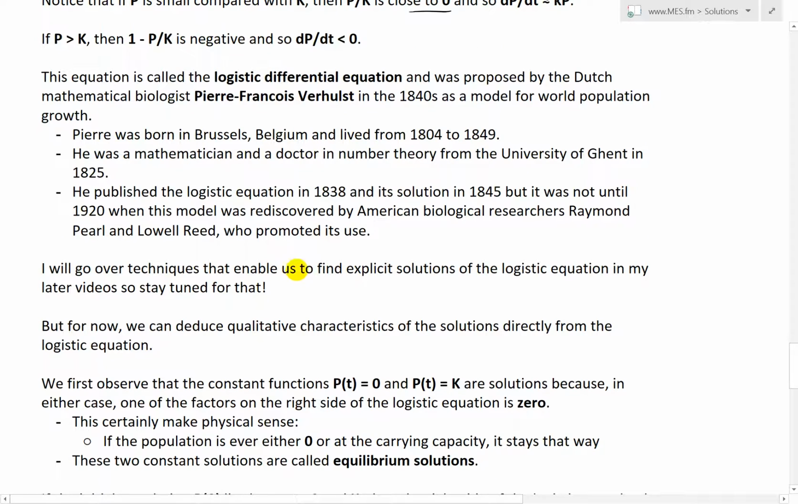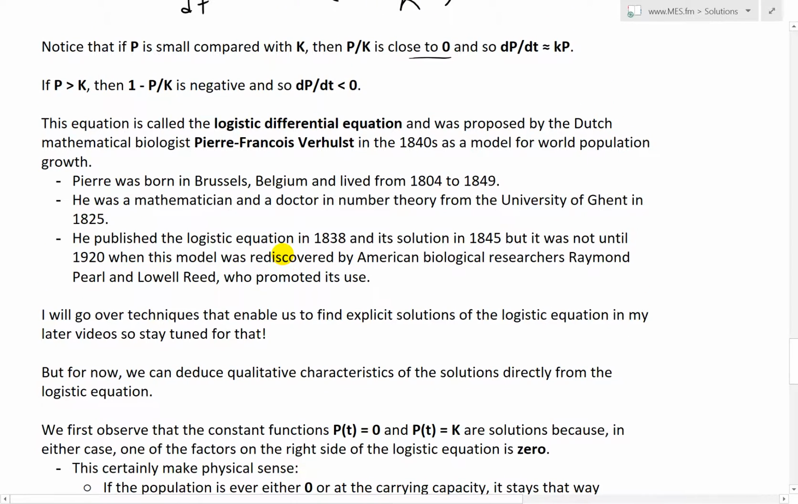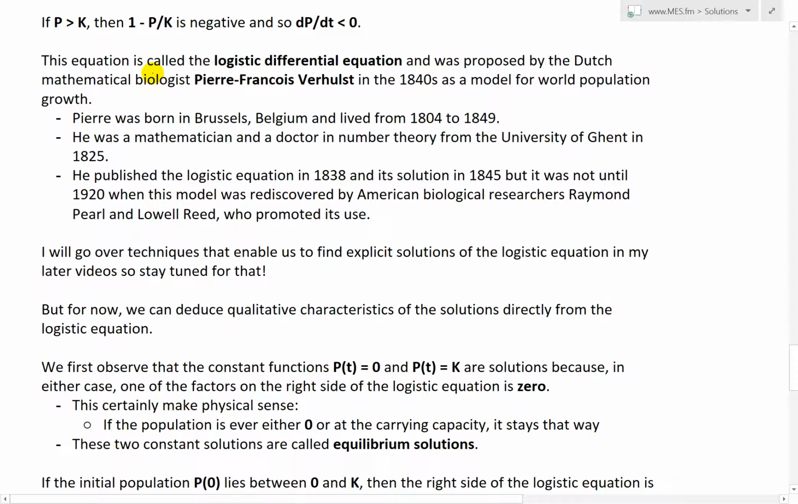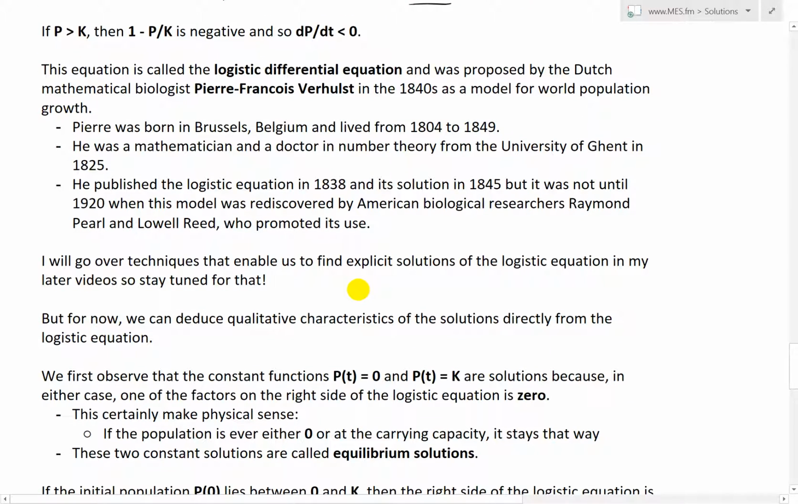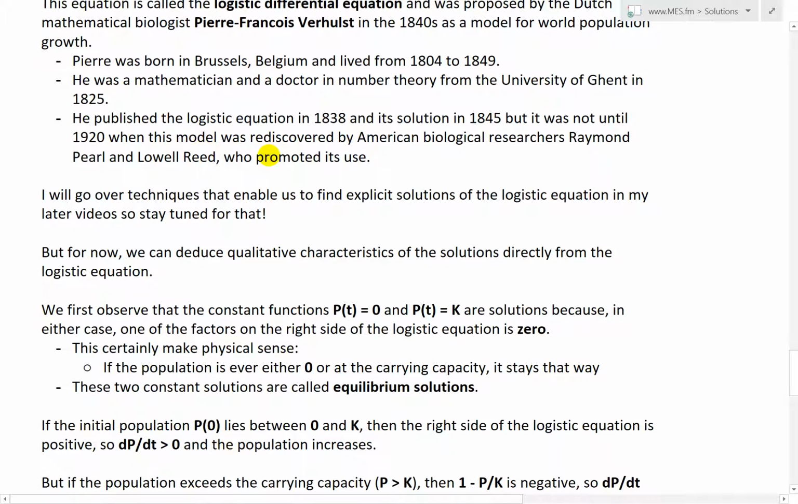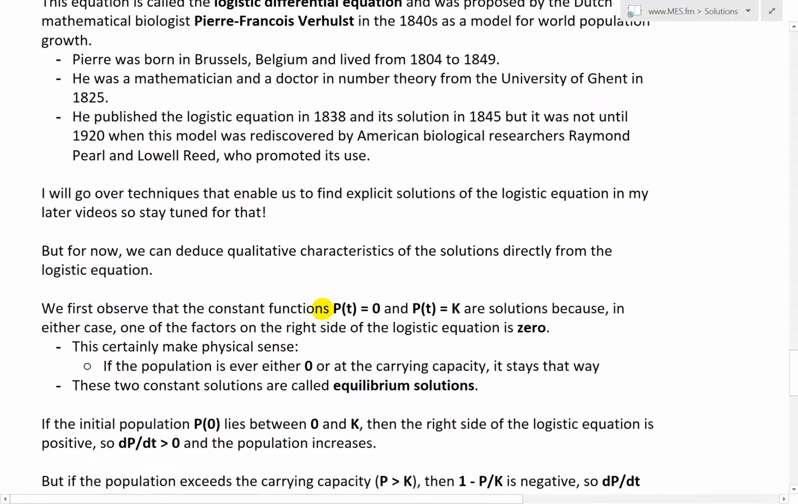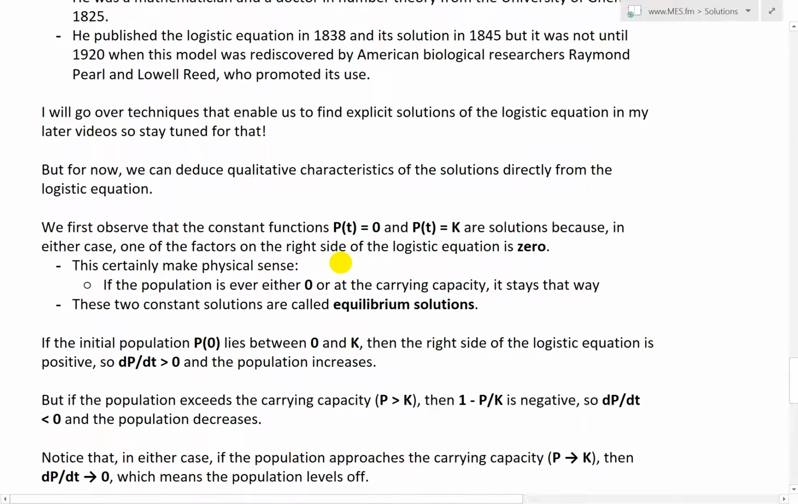Also, I think I just overlooked a step. Basically, he was a mathematician and a doctor in number theory from the University of Ghent in 1825. My calculus book says biologist. I researched it, and I didn't see that on Wikipedia, but I guess he might have been a biologist as well. Anyways, I thought it was pretty interesting. So he developed this equation, but again, it wasn't used widely until these American researchers promoted its use. And this often is the case in mathematics and classical mathematics and sciences. It usually takes a while for the popularity of a theorem to become widespread.